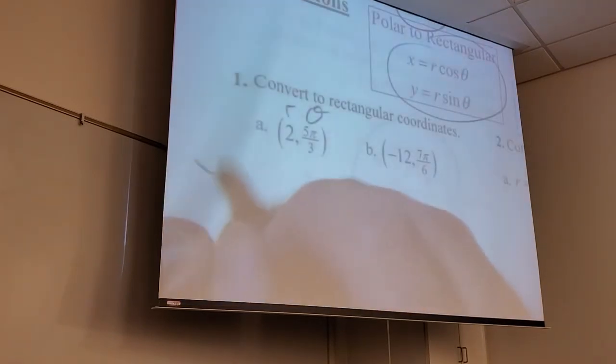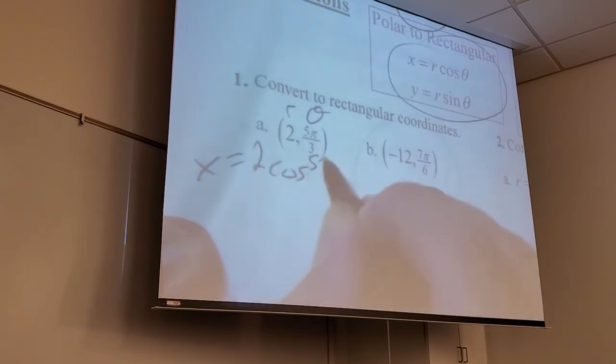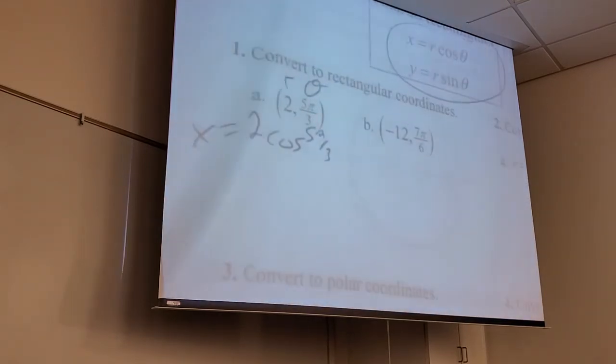So real quick, how would I make that into rectangular? I could just use this. Make the triangle. X is 2 cosine 5 pi over 3, and for everybody who doesn't know trig well, this is your recurring nightmare. What is cosine of 5 pi over 3? What quadrant is that in? Fourth quadrant, so cosine's going to be positive.